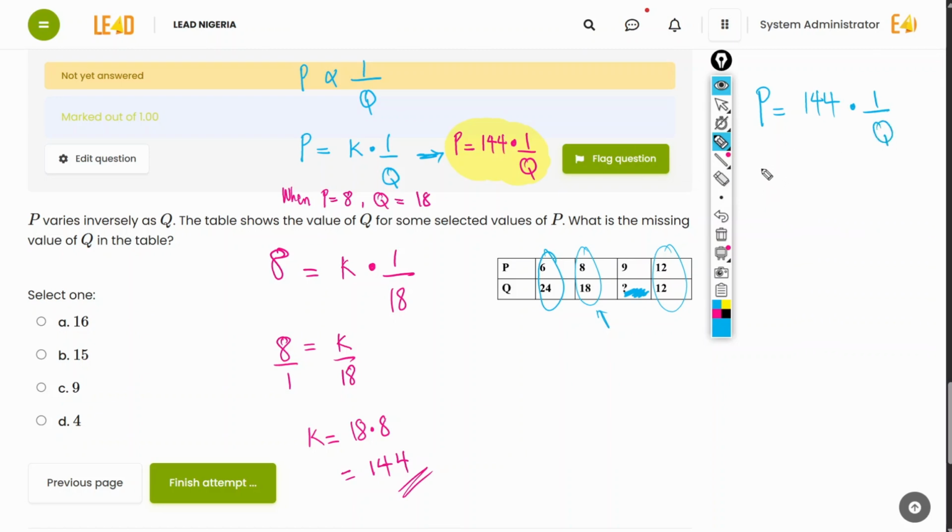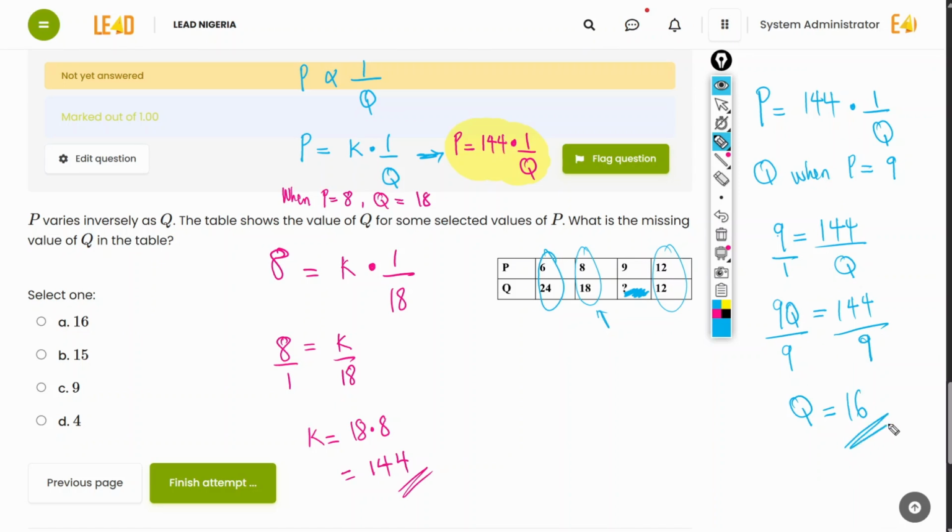We are asked to solve for Q when P is 9. So that would be, just substitute 9 for P. So 9 is equal to 144 over Q. If you cross multiply this, 9Q would be equal to 144. So divide both sides by 9. You get Q is equal to 144 over 9, which gives you 16. All right, so the answer is A, 16.